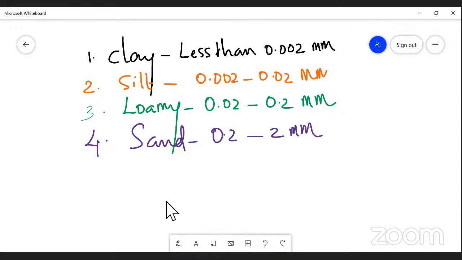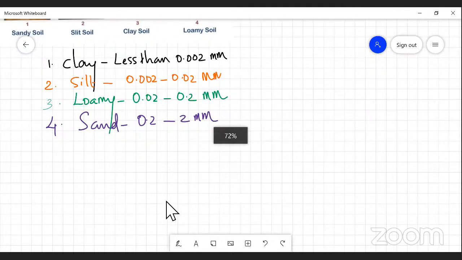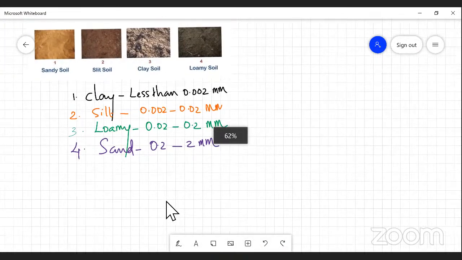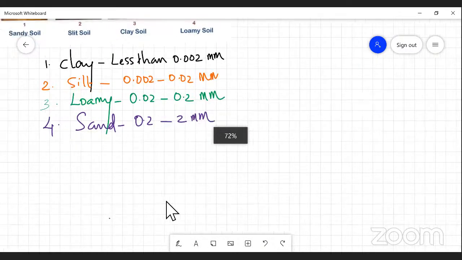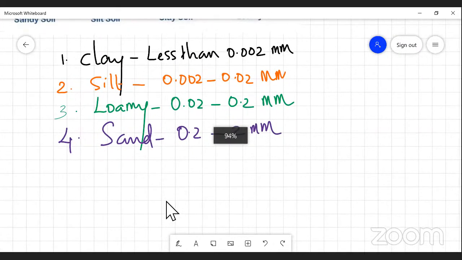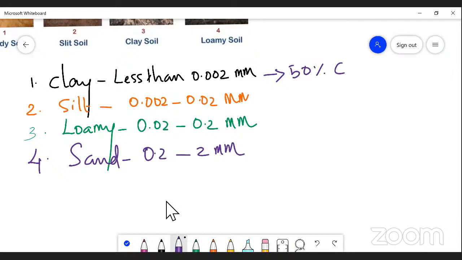Okay. Next we must know the composition of every soil. Clay soil, what are its components? Clay soil consists of almost 50% clay, and clay from silt soil. So there are two different soil particles put together in clay soil. The clay soil consists of almost 50% clay and 50% silt.